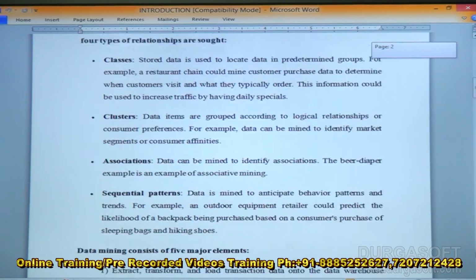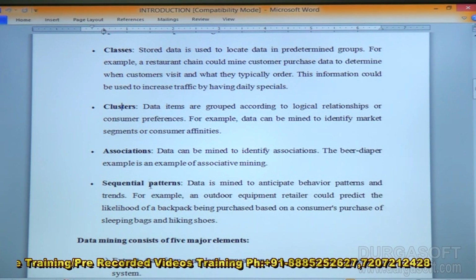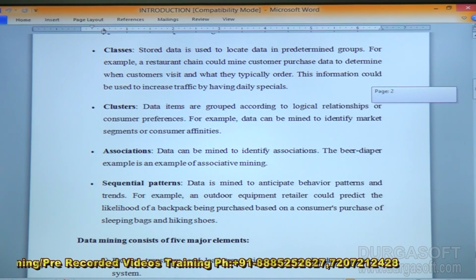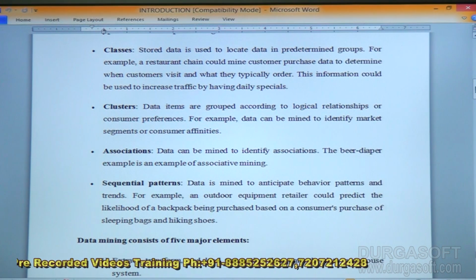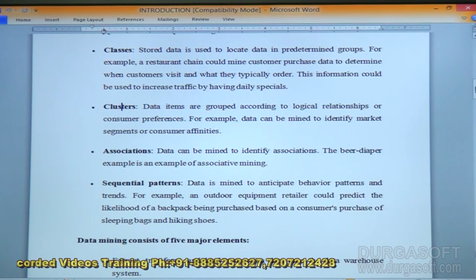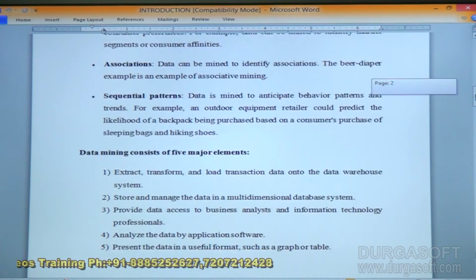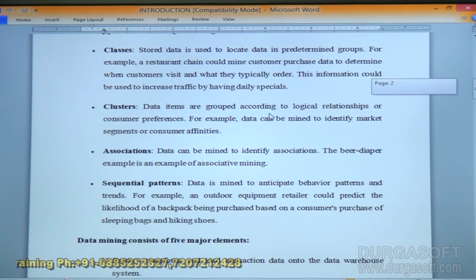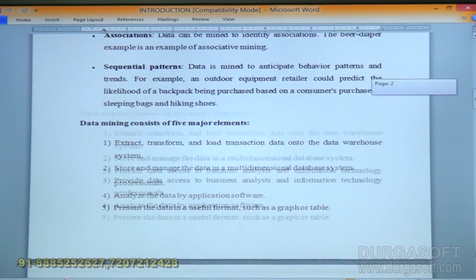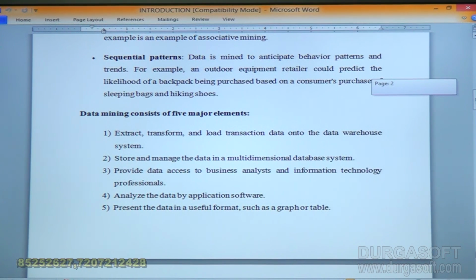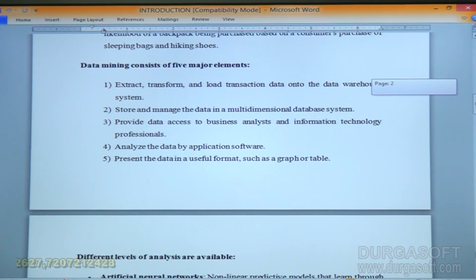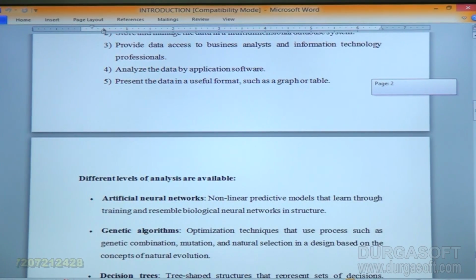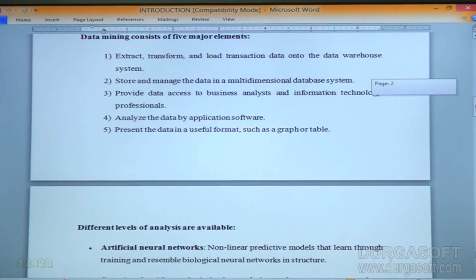How data mining works, the classes, what a cluster is, associations, patterns, everything we have given in a clear manner. You can easily check it out. And data mining consists of 5 major elements. What are the 5 major elements we have to maintain? The first is extracting, transforming and loading, and then storing, and providing the data processing, data accessing, then analyzing, and finally getting the report generation. These are the 5 procedure tools.